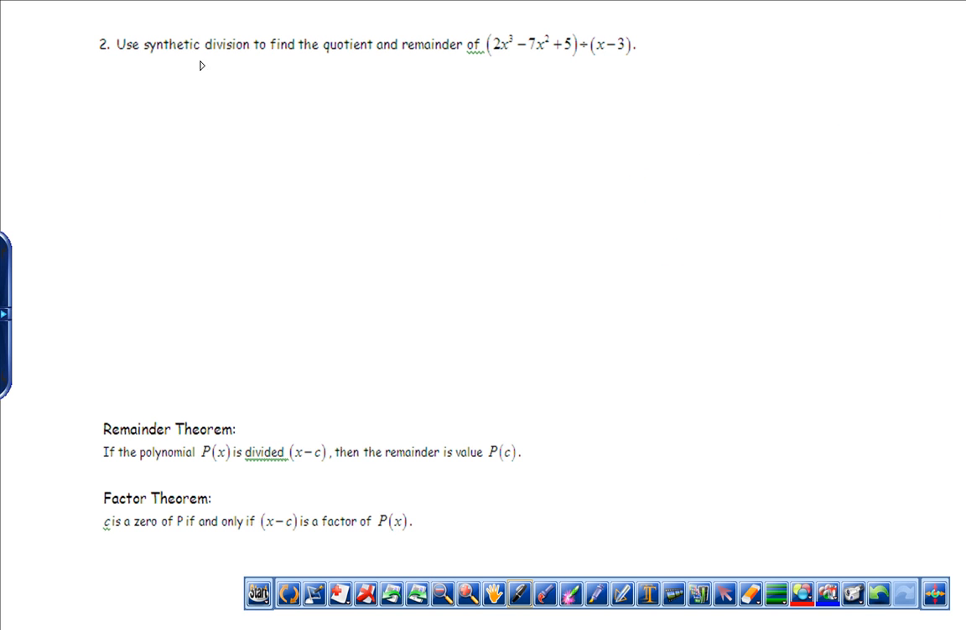Okay, this one says use synthetic division. I don't know if y'all remember this, but I know this will be your favorite one. So this is what's on the outside of the division problem. And so when you're using synthetic, whatever's in your parentheses, you take the opposite. So you're going to take your positive 3. You're going to take your coefficients, again, making sure that you have all exponents that are decreasing by 1. So you're going to take a 2.